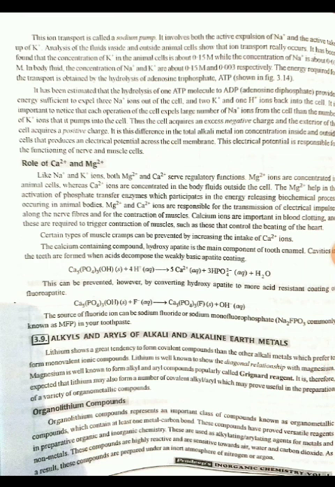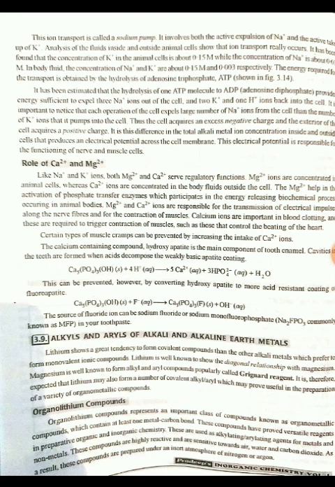Magnesium is well known to form alkyl and aryl compounds, popularly called Grignard reagents. It is therefore expected that lithium may also form a number of covalent alkyls and aryls, which may prove useful in the preparation of a variety of organometallic compounds.